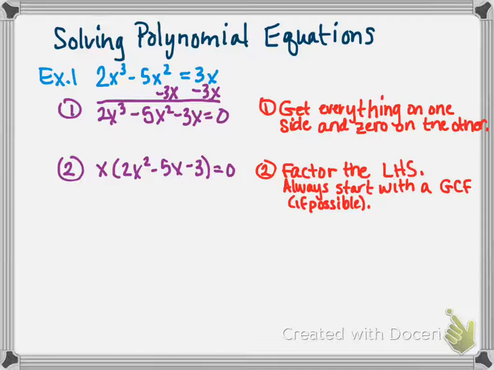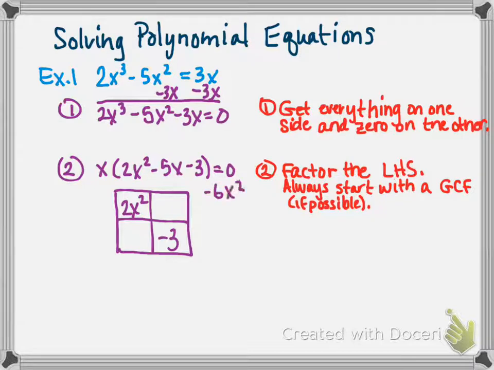Okay, we're still factoring the left-hand side. And 2x squared minus 5x minus 3 does factor. We'll use the box method. So remember, 2x squared goes in the top left box, negative 3 in the bottom right. If I multiply them, I get negative 6x squared. I need to find two factors that multiply to negative 6x squared but add up to negative 5x. They will be negative 6x and positive 1x. I can fill them into either box.